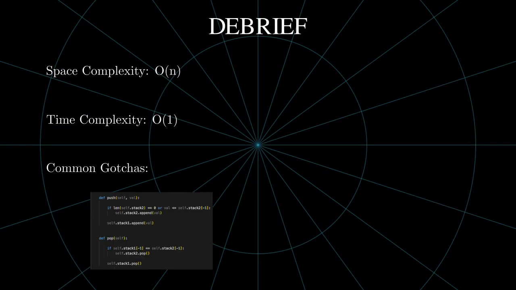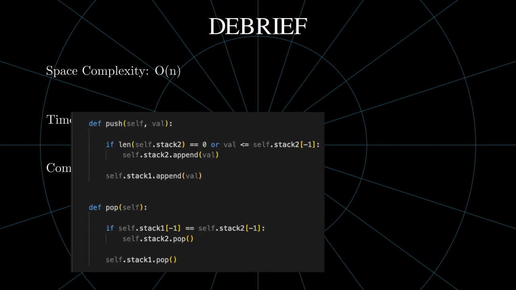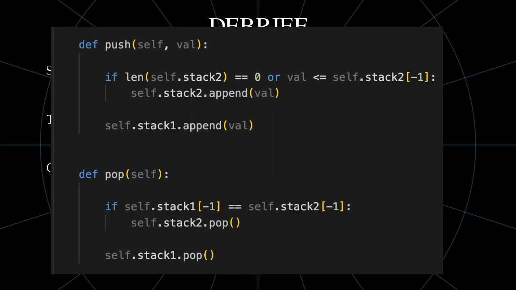The space complexity is O(n) because we are using another data structure to store these additional elements, and the time complexity of each function and operation is constant. The common gotchas are the following. Just make sure when you're pushing or popping from the second stack, you're doing the rightful checks and ensuring that value should actually be pushed or popped from it.